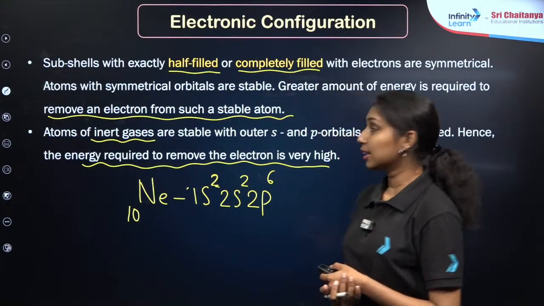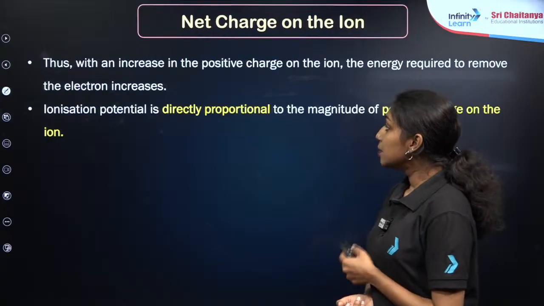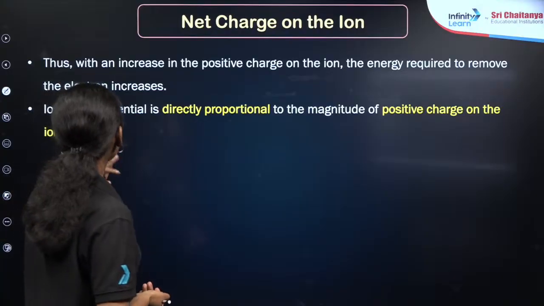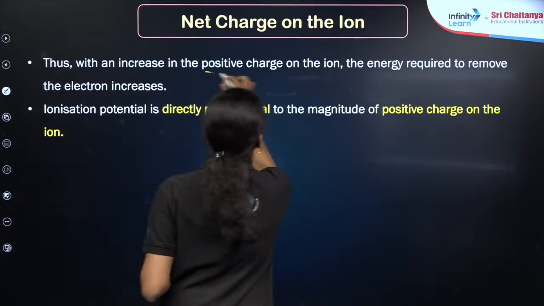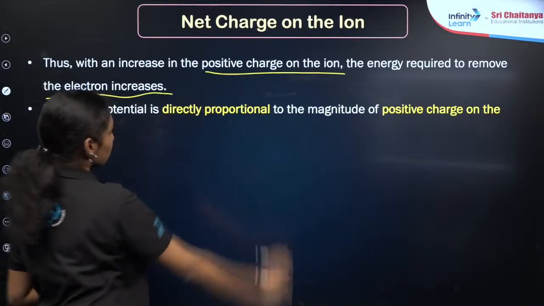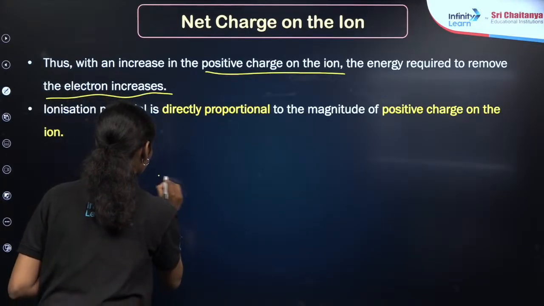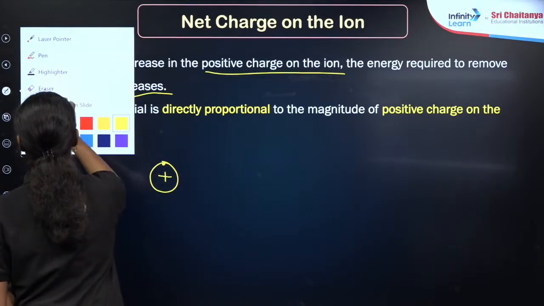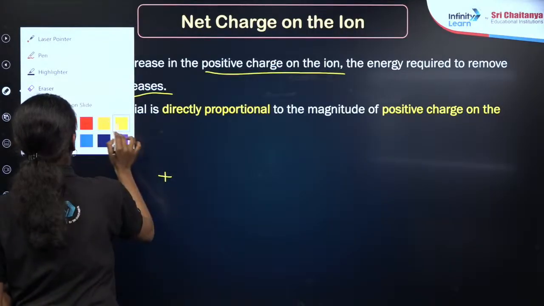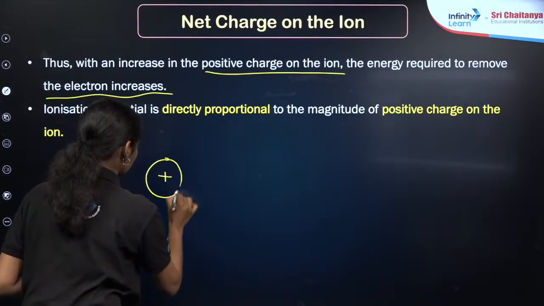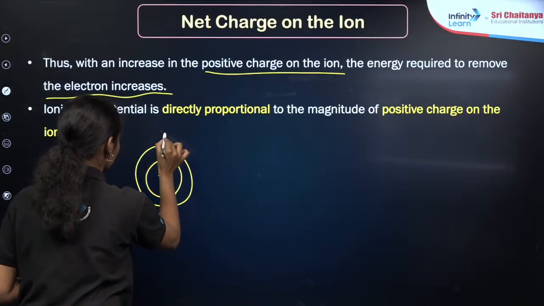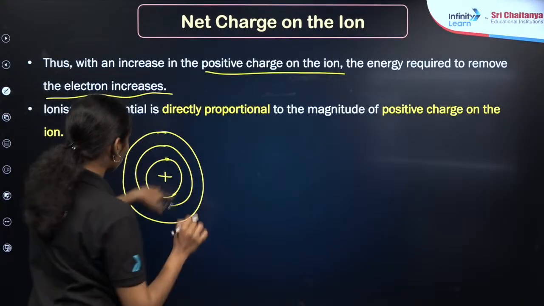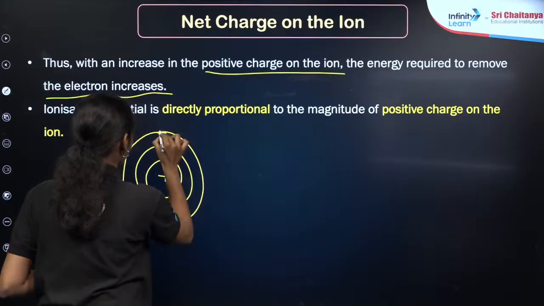Now let me move to the last factor affecting the ionization enthalpy, that is the net positive charge on the atom, right? Net charge on the ion or net positive charge on the ion. Thus, with an increase in the positive charge on the ion, the energy required to remove the electron also increases, right? For example, this is our nuclei, then 2 electrons are present here, then 1 electron, right?